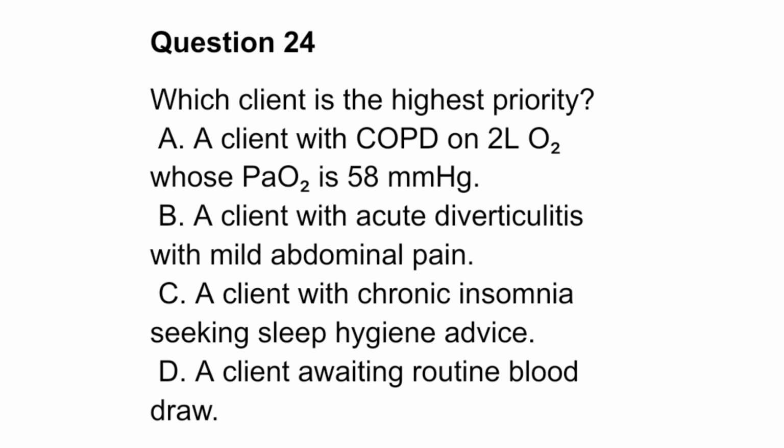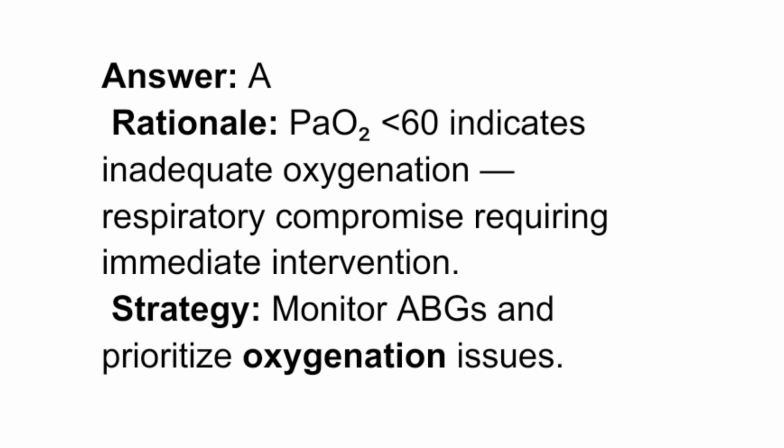Question 24. Which client is the highest priority? A. A client with COPD on 2 L O2 whose PaO2 is 58 mm of mercury. B. A client with acute diverticulitis with mild abdominal pain. C. A client with chronic insomnia seeking sleep hygiene advice. D. A client awaiting routine blood draw. Answer, A. Rationale: PaO2 less than 60 indicates inadequate oxygenation, respiratory compromise requiring immediate intervention. Strategy: monitor ABGs and prioritize oxygenation issues.